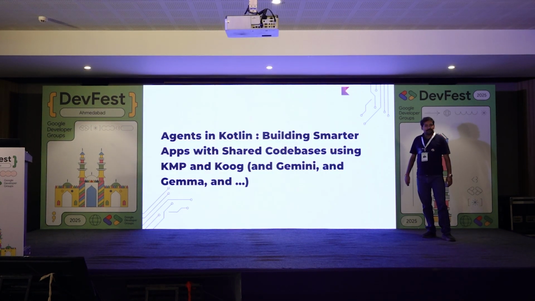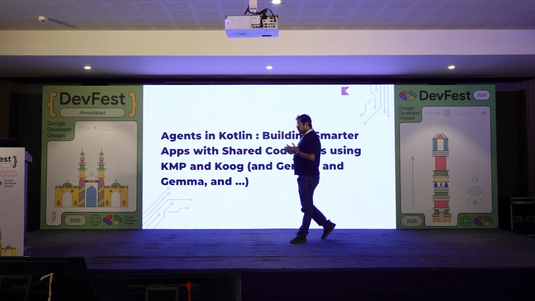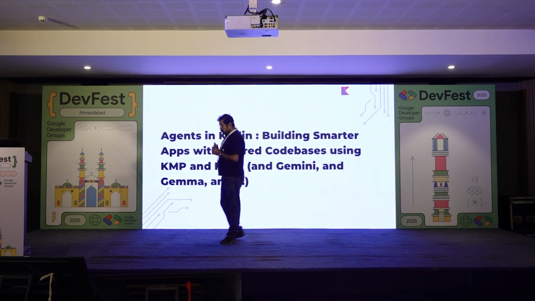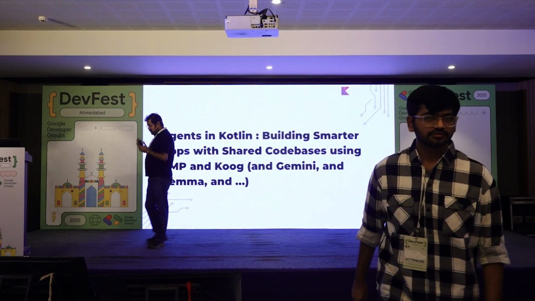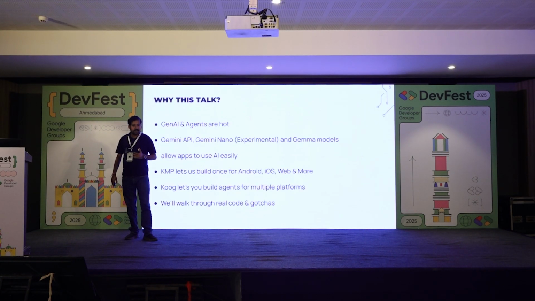Okay, now back to the talk. Agents in Kotlin. We'll use Kotlin Multiplatform to share codebase and build agents on mobile, right? These are the things we'll cover: Gemini API, Gemini Nano, Gemma models, KMP, Koog, and yeah.